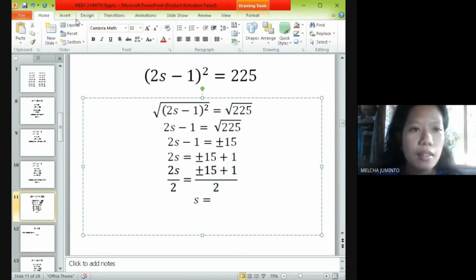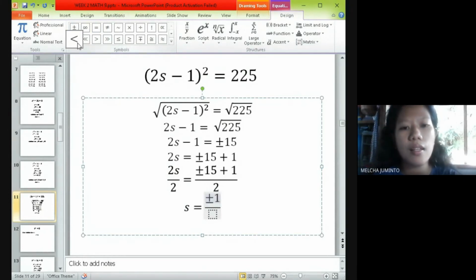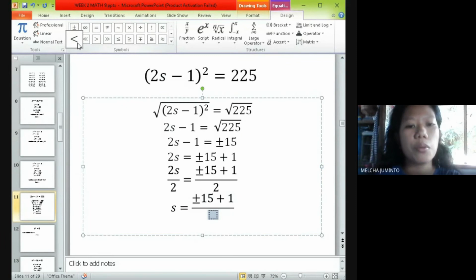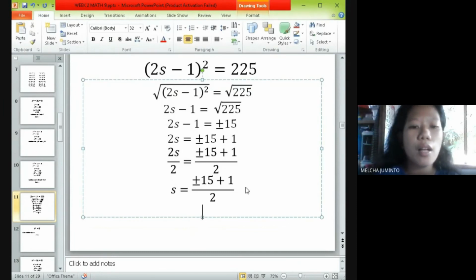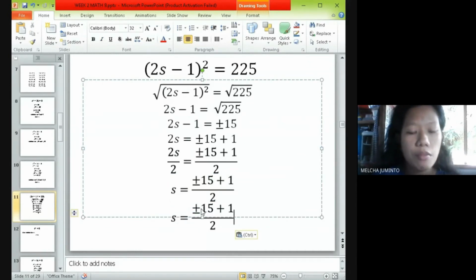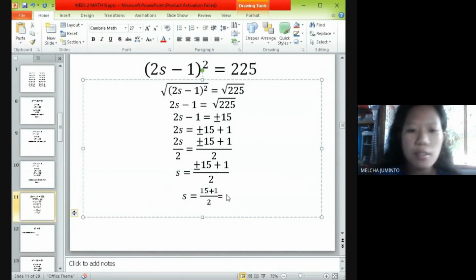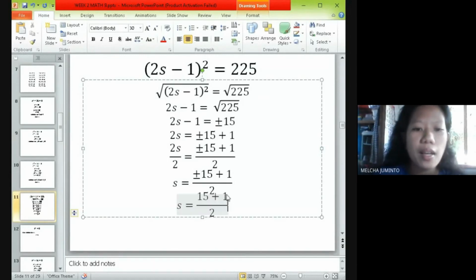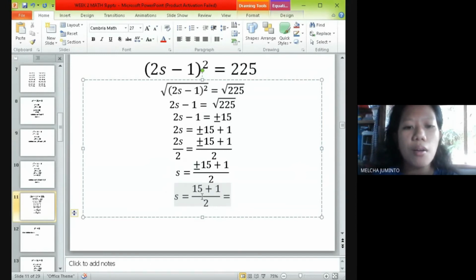here we need to write the right side. Positive and negative 15, of course it is still fraction. So positive and negative 15 plus 1 all over 2. Okay, and let us now find the two solutions, the two values of s. So to find the first value of s, we will use the positive value of 15. So positive value of 15 equals, so you will write now s is equal to 15 plus 1 all over 2.